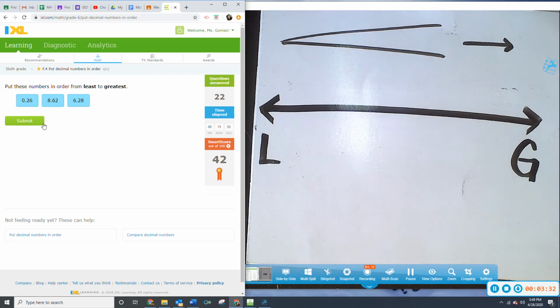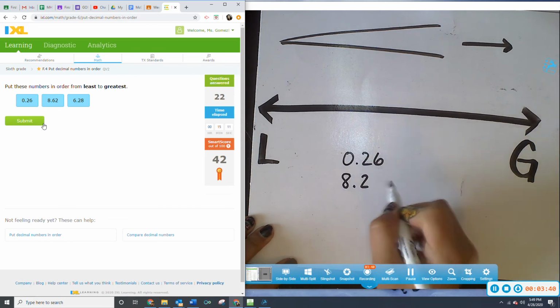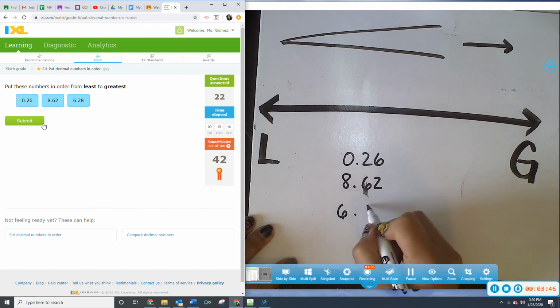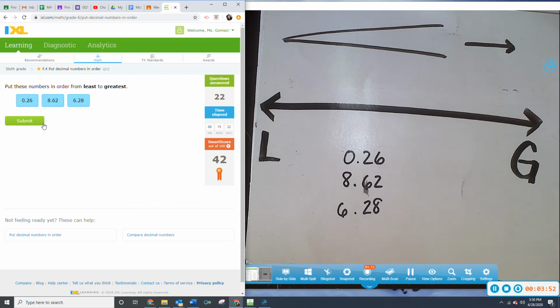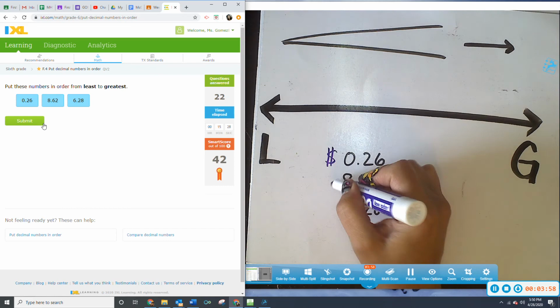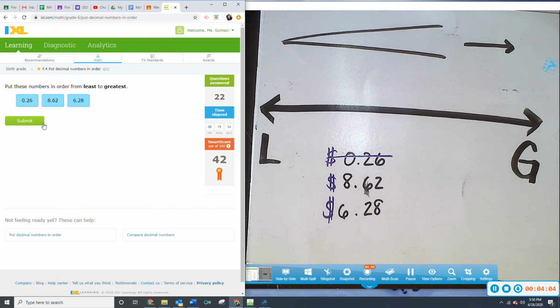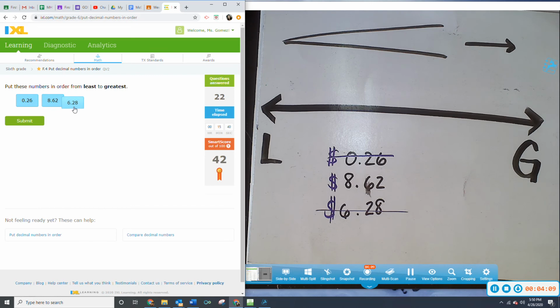All right. Now, once again here, I'm given 0.26, 8.62, and 6.28. Again, it wants from least to greatest. So think of this as money. Let's say who has the least amount of money and the most amount of money. Well, 26 cents is definitely the least, followed by $6.28 and then $8.62.